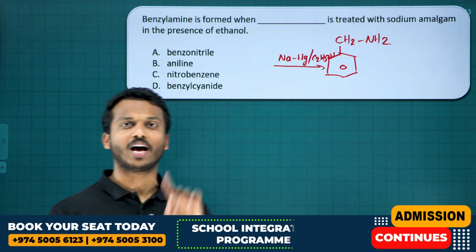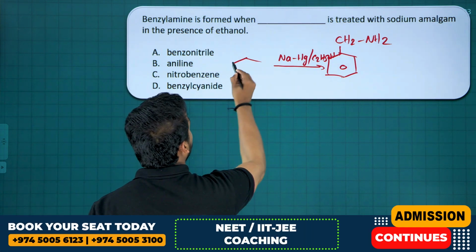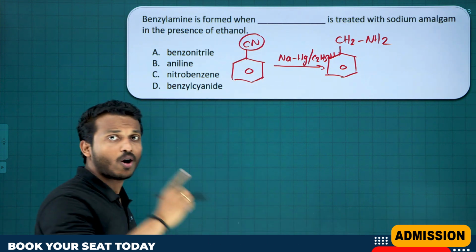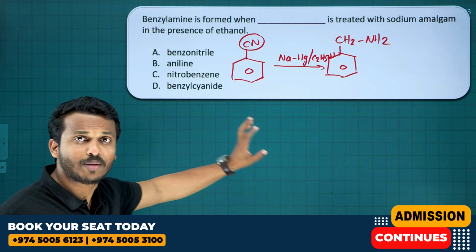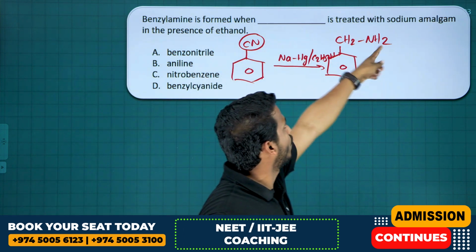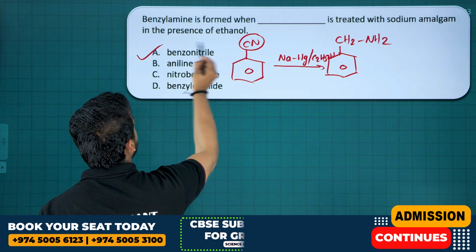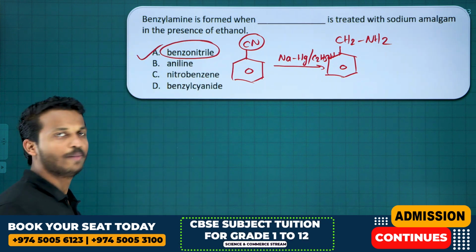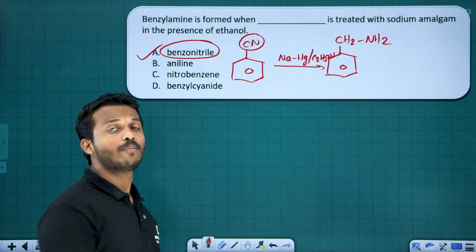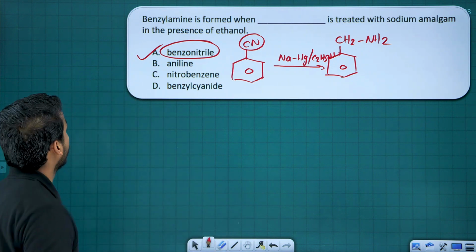This is sodium amalgam. That is from where? From a cyanide. We studied cyanide on reduction with sodium amalgam in ethanol, or hydrogen with nickel. We get CN becoming CH2NH2. That is what? Benzonitrile, or cyanobenzene. Benzonitrile, cyanide on reduction with sodium amalgam and ethanol, we get amines.